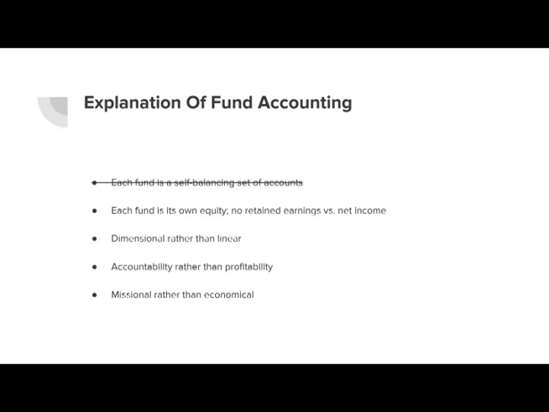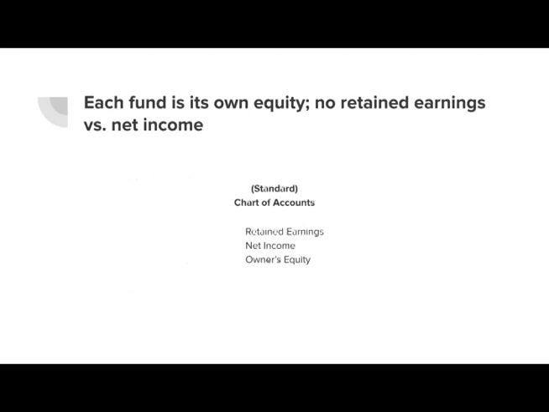So let's take a look at the equity thing here real quick. Each fund has its own equity, no retained earnings versus net income. In a standard chart of accounts, in a typical business setting, you have your equity section, which is broken down into three broader categories. You have your retained earnings. Then each fiscal year, you have your net income, which is that middle row right there. So you're tracking how much income over expense you have in this fiscal year. Typically at the end of the fiscal year, you do an adjusting entry to roll that net income into your retained earnings. So retained earnings is just your cumulative running balance of prior years' net income. It's just a cache of prior earnings. Then you have the current year's net income, and then you have your owner's equity.